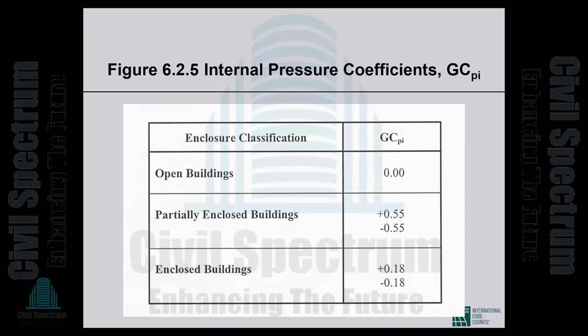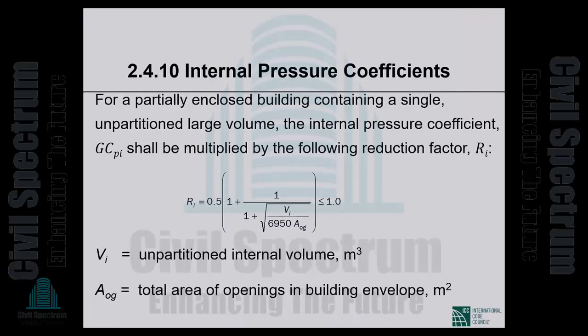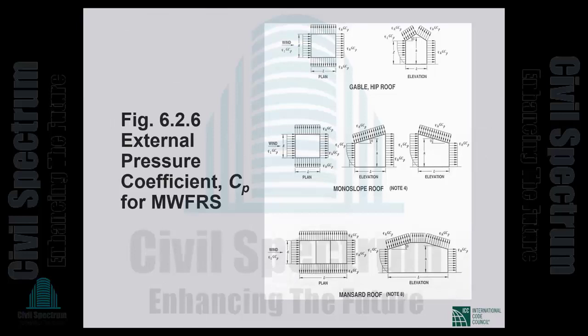Enclosed buildings are between open buildings and partially enclosed buildings. G times C sub Pi is plus or minus 0.18. Internal pressure we always consider both ways because for some walls the positive is more critical, for some other walls the negative is more critical. For partially enclosed buildings containing a single unpartitioned large volume, the internal pressure coefficient G times C sub Pi can be reduced. And there is an expression which I will not spend time on.